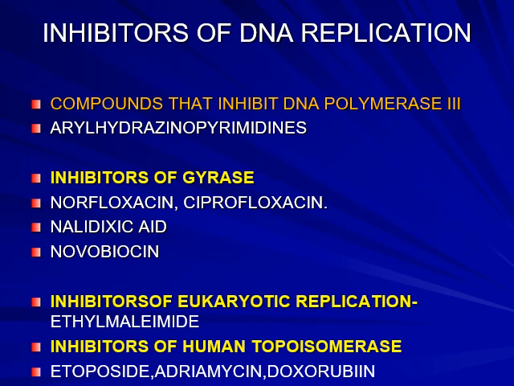Now there is a group of compounds that inhibit DNA polymerase 3, and they are known as the aryl hydrazino-pyrimidines. There are certain antibiotics which inhibit the enzyme gyrase, and they include norfloxacin, ciprofloxacin, nalidixic acid, and novobiocin. There are certain inhibitors of eukaryotic replication such as ethylmaldimide and inhibitors of human topoisomerases like etoposide, adriamycin, and doxorubicin.